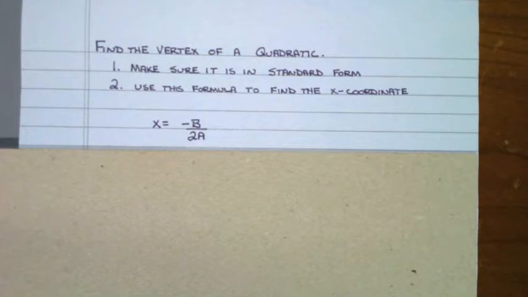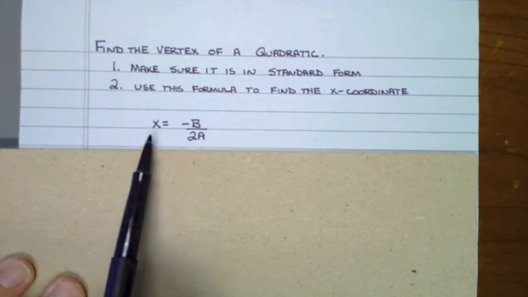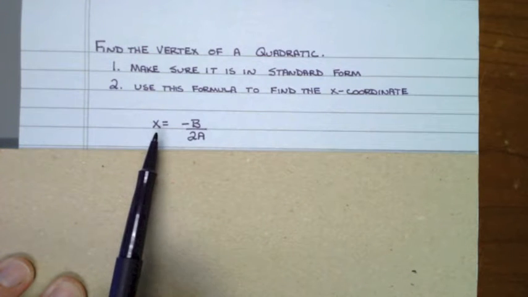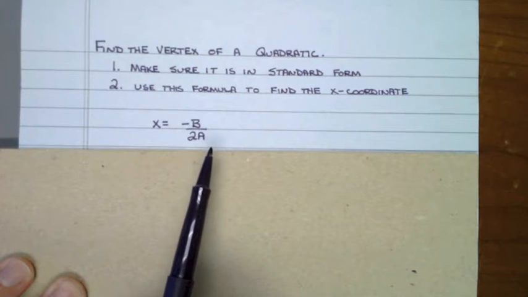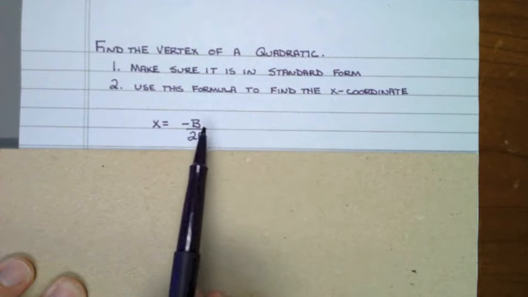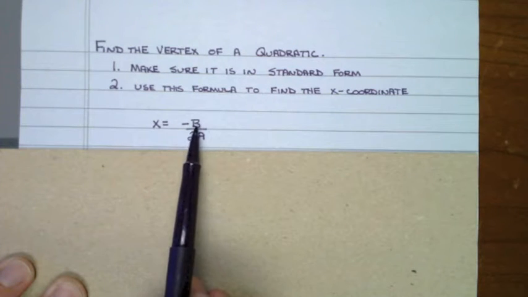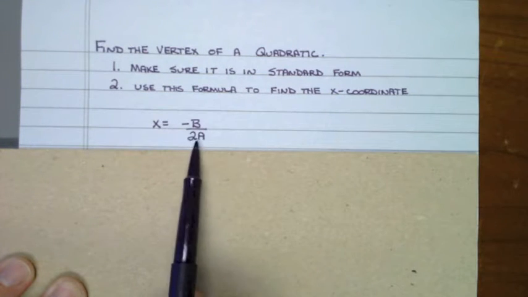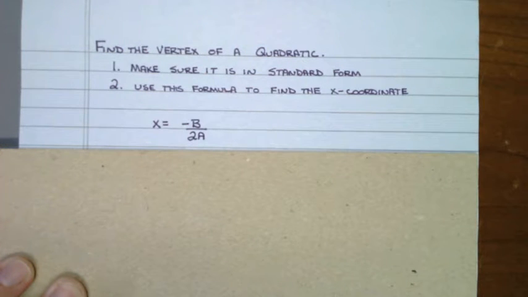Then you're going to use this formula right here to figure out what the x coordinate is. And this formula is derived from the quadratic formula. We're going to talk about that later. But right now, if you just use this formula, you can figure out what the x coordinate is going to be. Remember, in standard form, you have a, b, and c. The number for b is going to go in here. The number for a is going to go in here. You're going to do a little bit of math, and you're going to figure out what the x coordinate is. And we're going to do an example in a second.